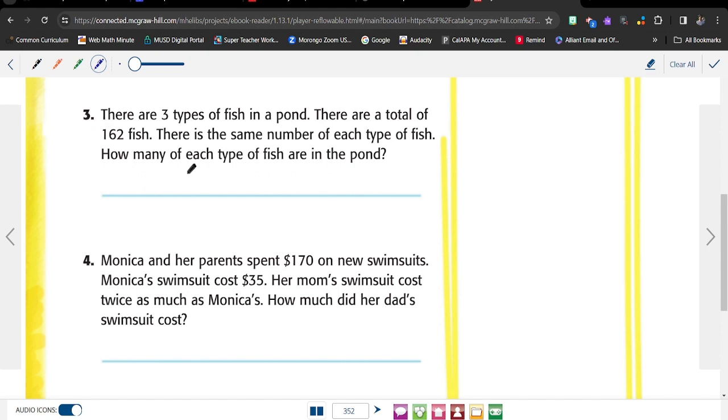There are 3 types of fish in a pond. There are a total of 162 fish. There is the same number of each type of fish. How many of each type of fish are in the pond? So there's a couple things there that we can pay attention to. Number one, we know there's 3 types of fish in the pond, so we're going to keep that in mind. There's a total of 162 fish.